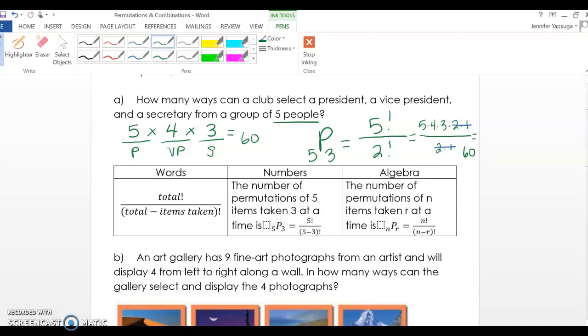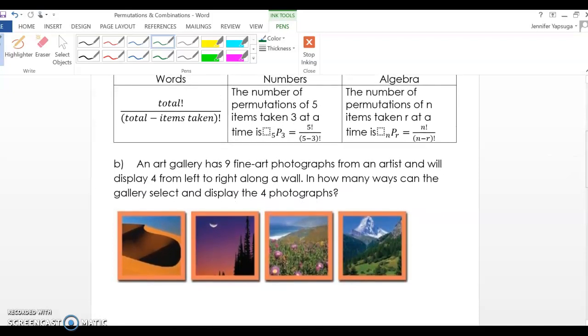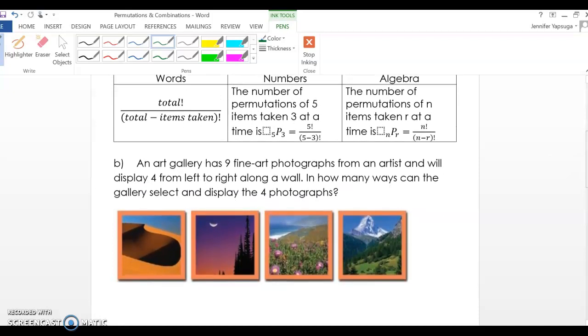So what I'd like you to do is try to use this formula to answer the question below. So we have an art gallery that has 9 photographs from an artist and will display 4 of them from left to right along the wall. In how many ways can the gallery select and display the 4 photographs?